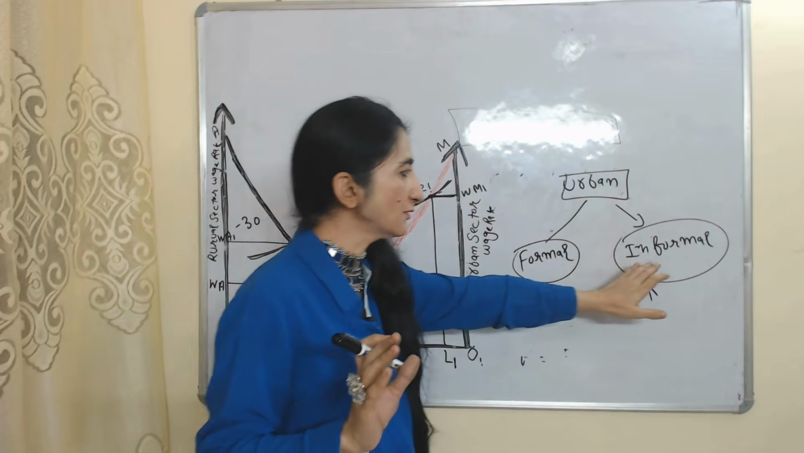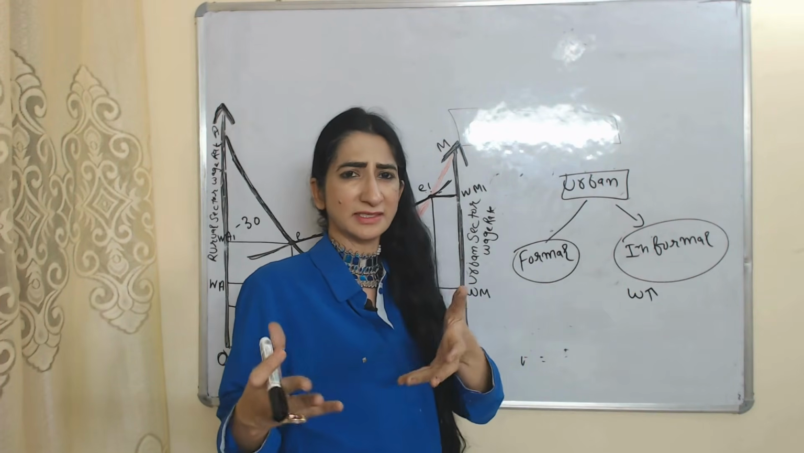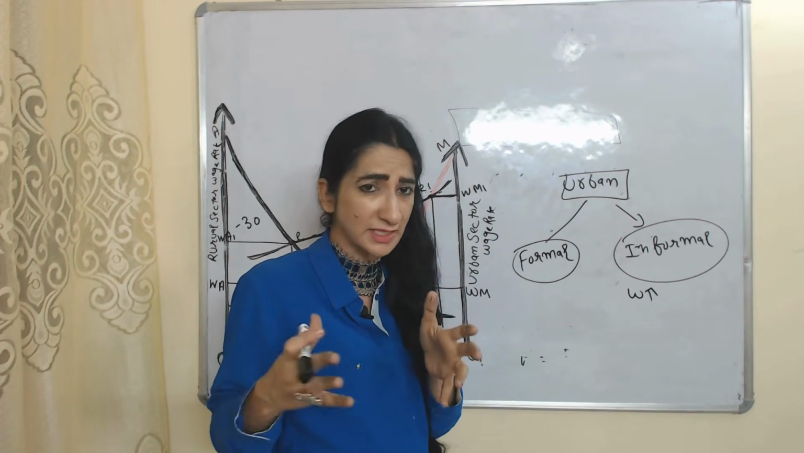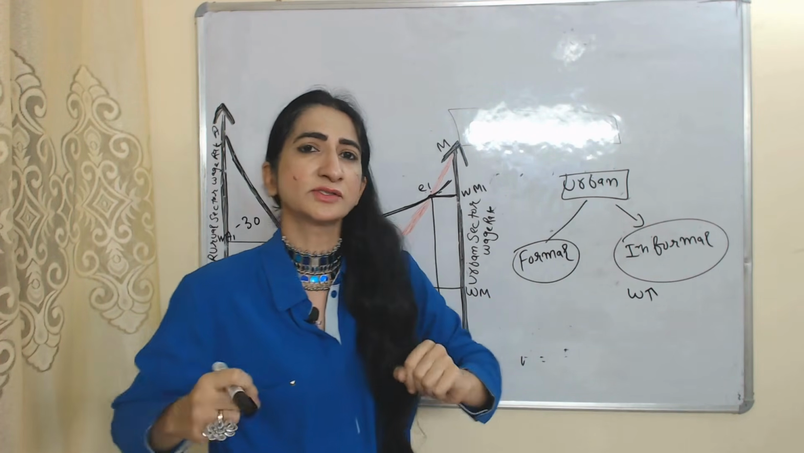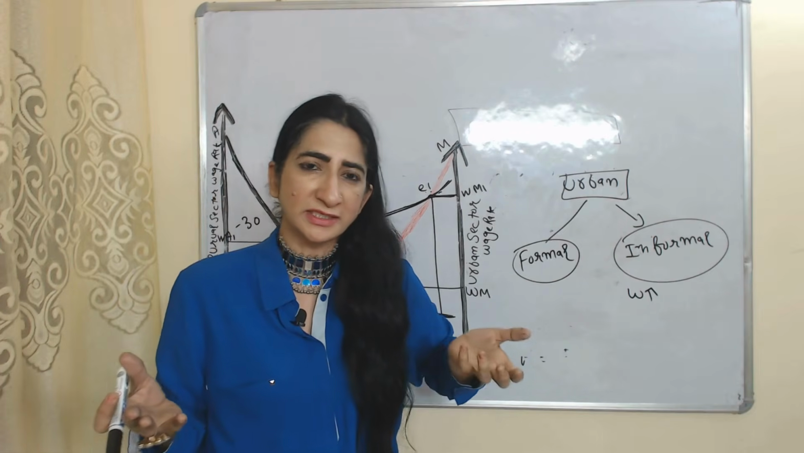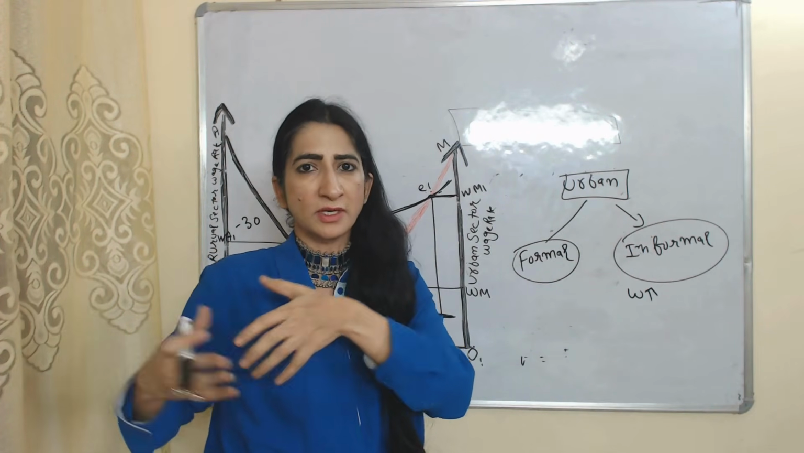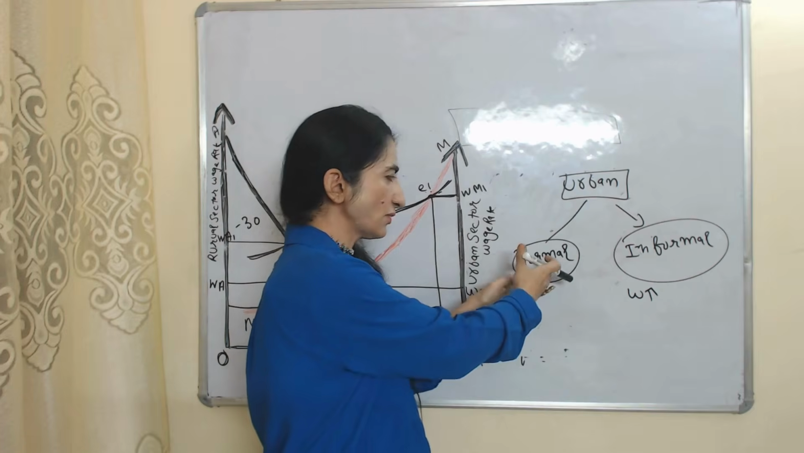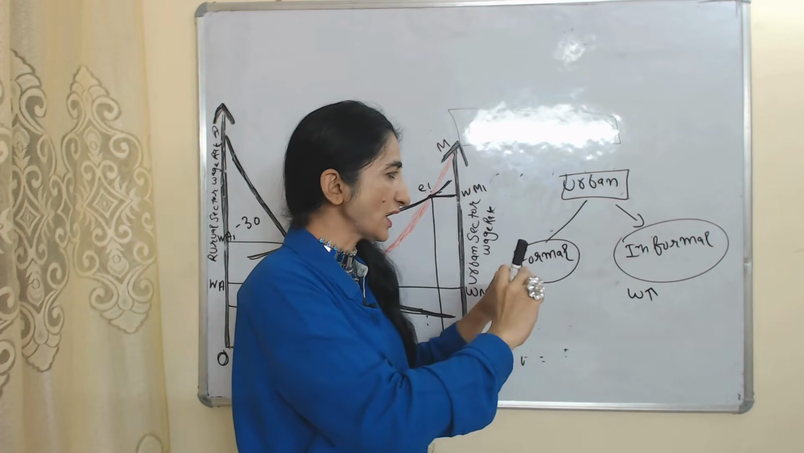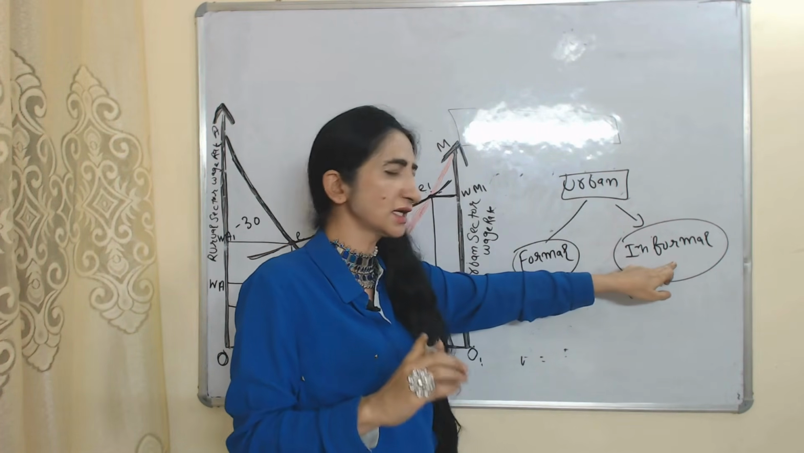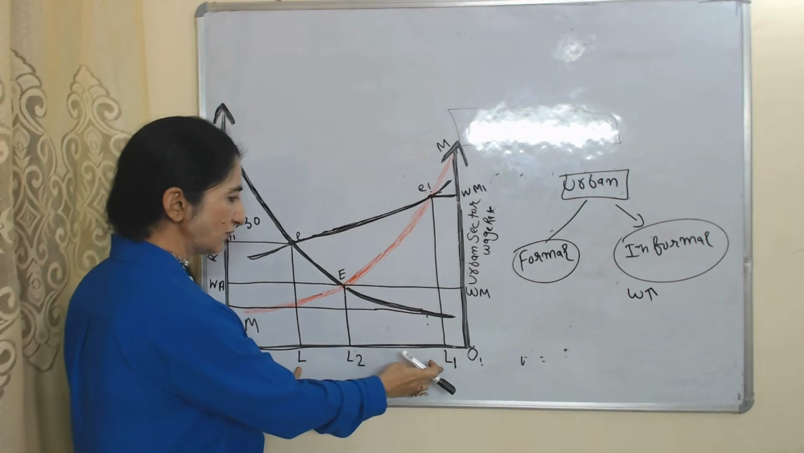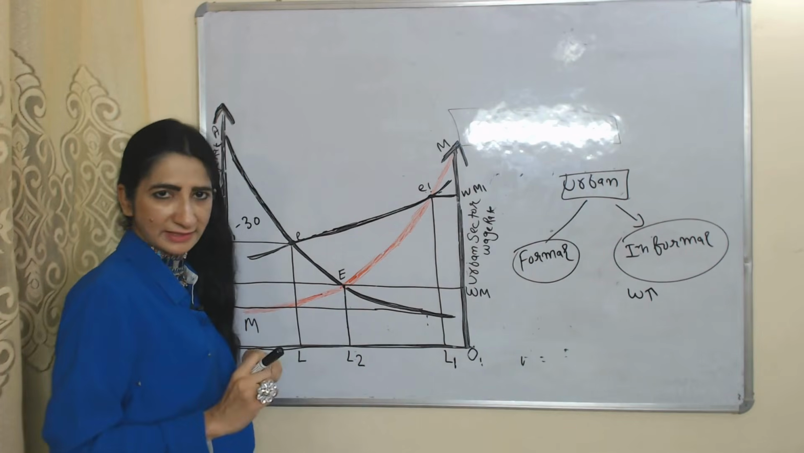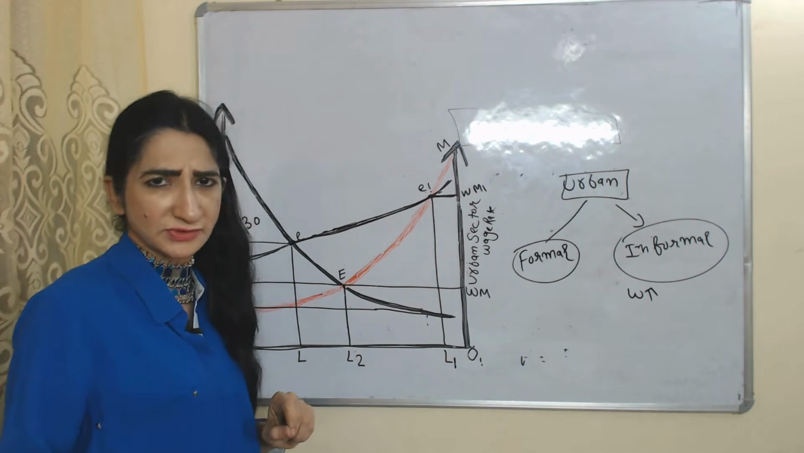On the other hand, the informal sector is an unorganized sector. It provides a very low wage rate and exploits workers. But workers don't have any option. They neither want to go back home, nor are they able to get a job in the formal sector. That's why they are forced to work in the informal sector. So workers who lie between L and L1 are working in the informal sector. And this is all about the Harris Todaro model.